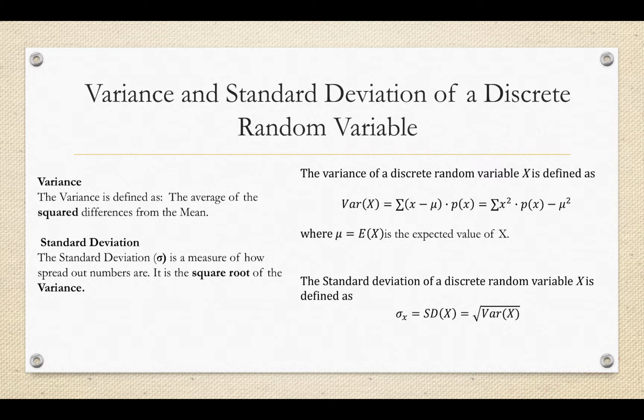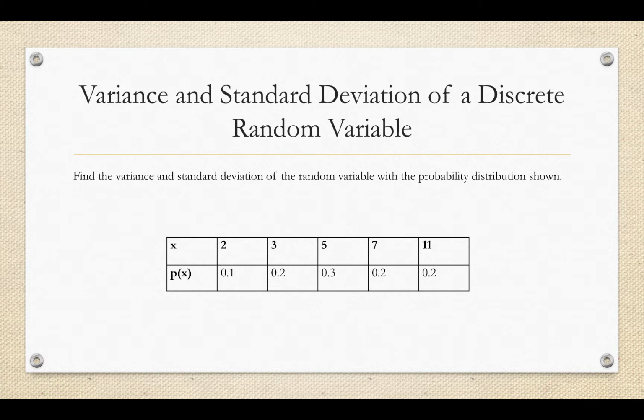And the standard deviation of a discrete random variable x is defined as the square root of the variance of x. And you can see that the standard deviation here is represented by this symbol, which is called sigma. So the sum of is capital sigma, and this one here is also sigma, but they mean two completely different things. This one means the sum of, and this one means standard deviation. So let's have a look at an example.